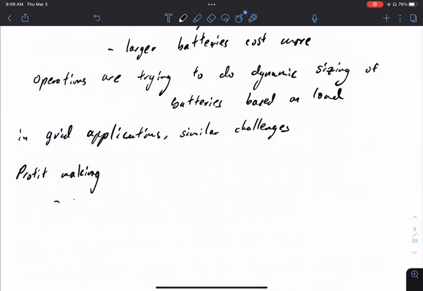The whole idea is that you move energy around in time. So the goal is, if you have a difference in prices, then you can move energy in time and arbitrage across different prices. Prices are not constant.